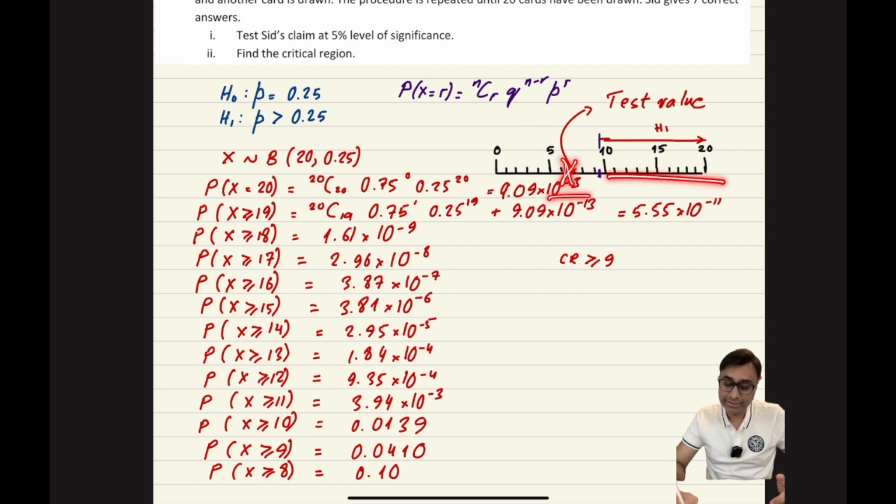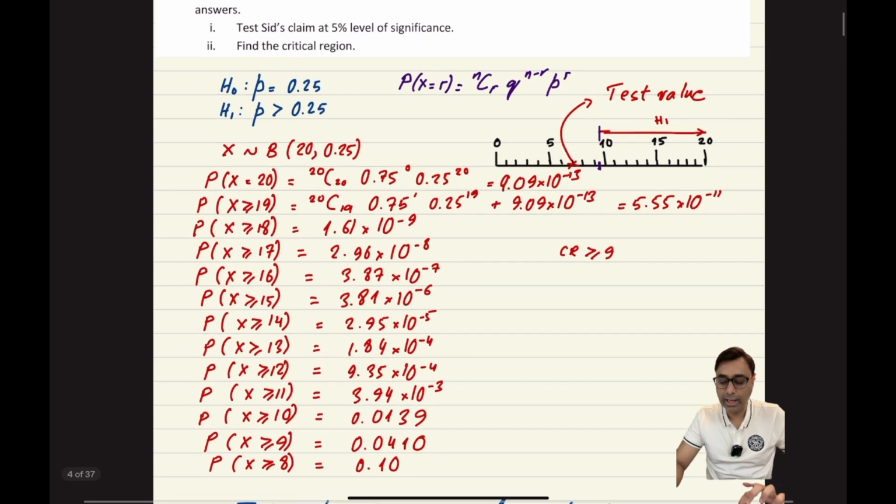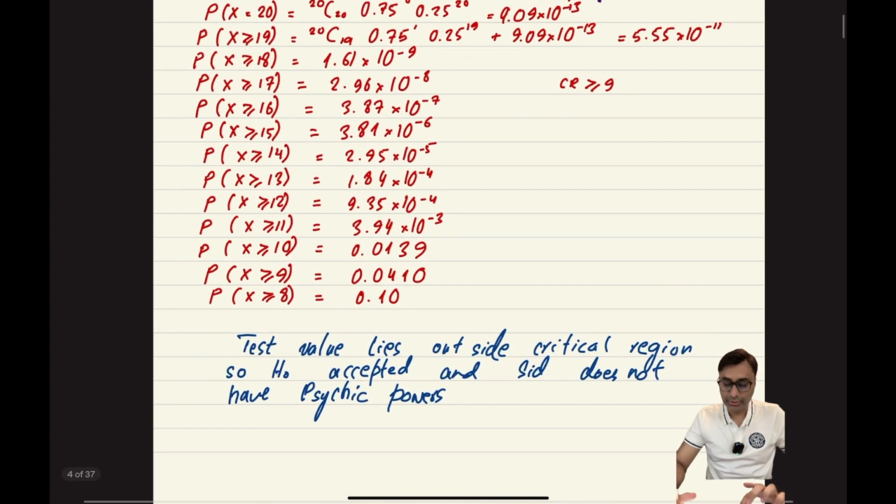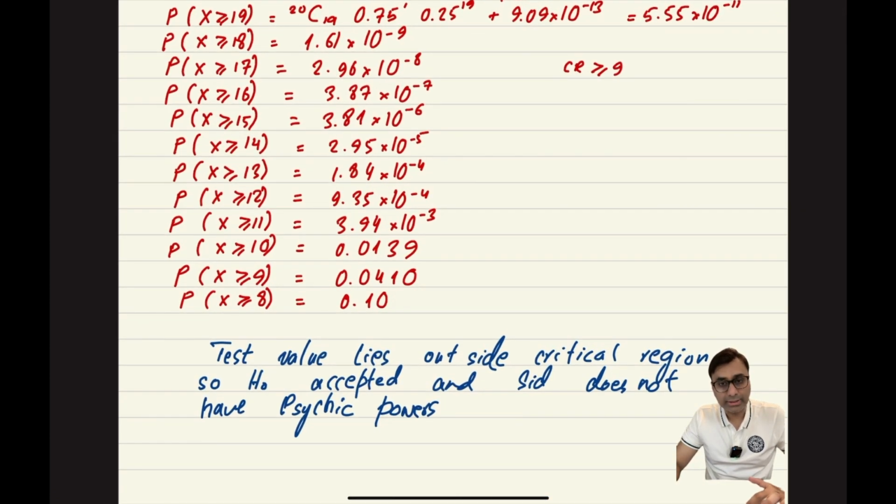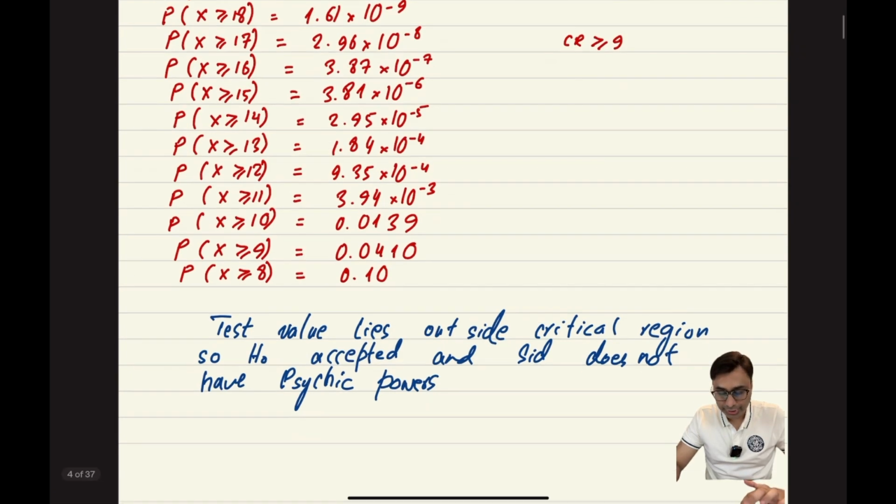So that means the test value lies outside the critical region, and hence H1 is going to be rejected and H0 is going to be accepted. That means that Sid has no psychic powers. So that's how you will perform the hypothesis test on a binomial distribution.